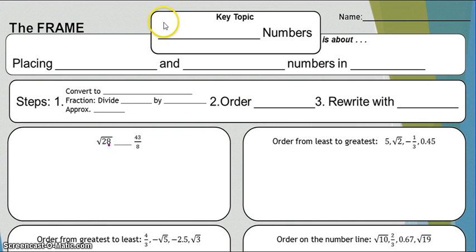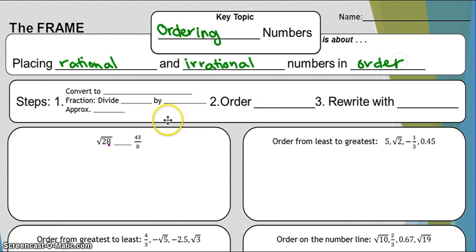Our key topic for today is ordering numbers. Ordering numbers is about placing rational and irrational numbers in order.